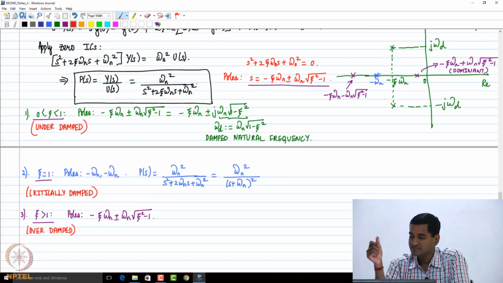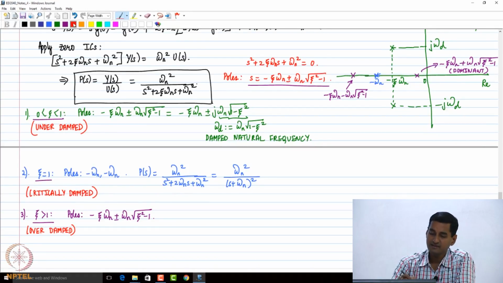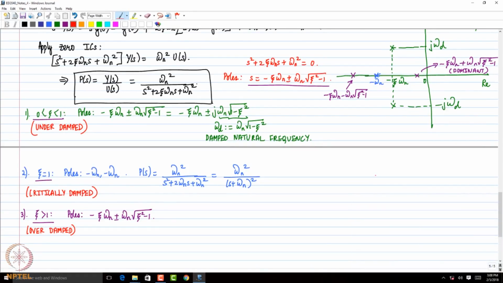Now, what is the physical significance associated with each of these cases? Because we have defined it based on the damping ratio, what is the implication? That's something which we are going to see. As an aside, to give us a feel of what we are dealing with, let's consider the mass spring damper system that we already looked at.